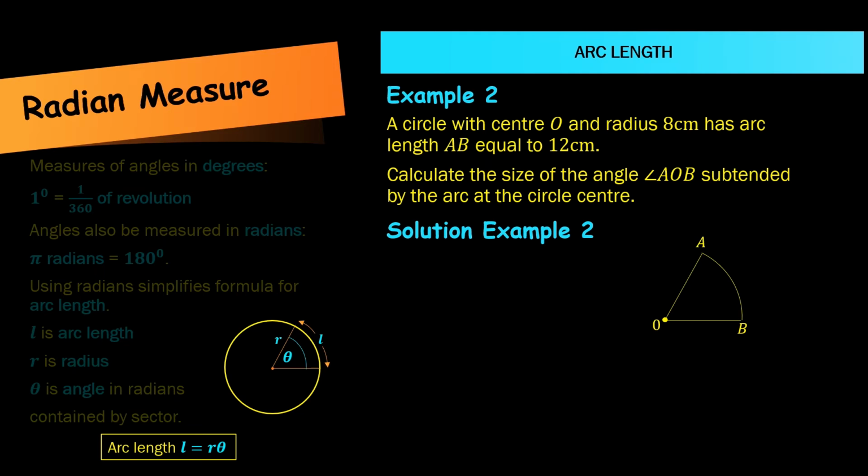So here's our sector. And here's our angle theta. We know that the radius is equal to 8 centimeters. The arc length is equal to 12 centimeters, as shown.